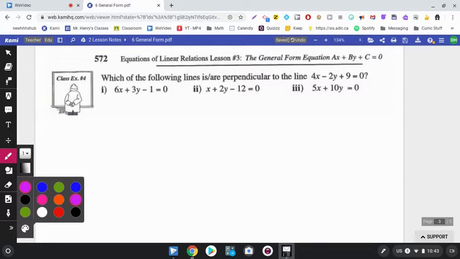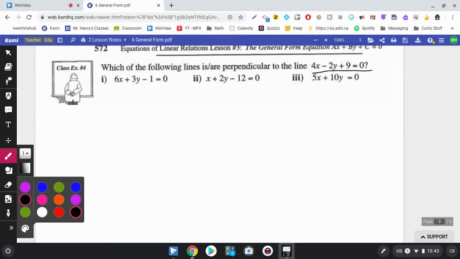Okay, which of the following lines is or are, so maybe there's multiple, perpendicular to 4x minus 2y plus 9 is equal to 0? Well, if I'm going to talk about perpendicular, I know parallel and perpendicular is all based on slope, right? So I should find the slope of this line, 4x minus 2y plus 9 equals 0. And then you think, okay, if I'm going to talk about slope, general form doesn't help me, but slope-intercept form would. So I'm going to rearrange.